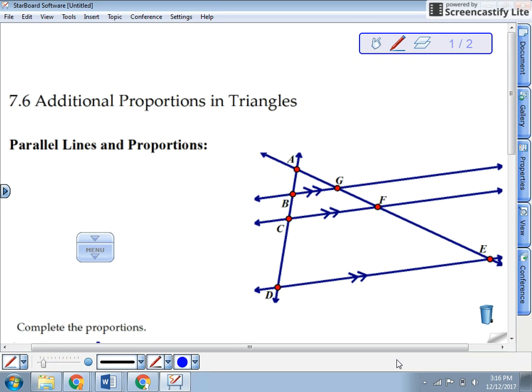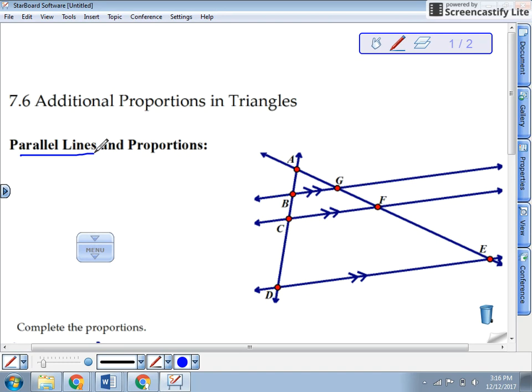The first one we're going to look at is when we have parallel lines and the proportions that they create. If we have parallel lines that go through two lines, it makes the sides proportional. So there are a lot of proportions here. It just depends how you set it up, which has been the case with all proportions. You have to be consistent.